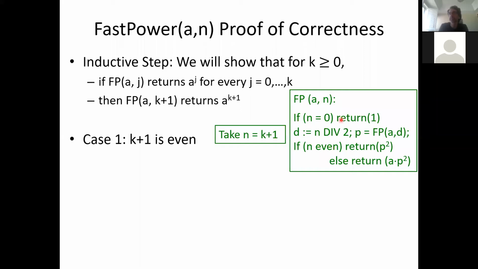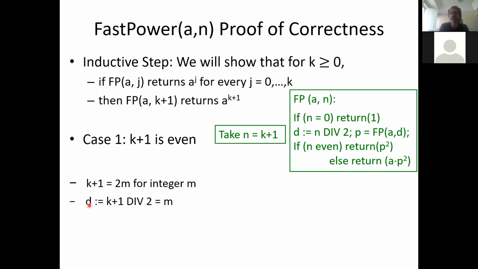well, it will not hit the base case, right? Because k is greater than 0, so k plus 1 is greater than 1. But it will do this. And because n is even, it will return p square. So let's see if p square is correct under the inductive hypothesis, which should tell us that this part is correct. Okay, so if k plus 1 is even, it's 2m for some integer m.